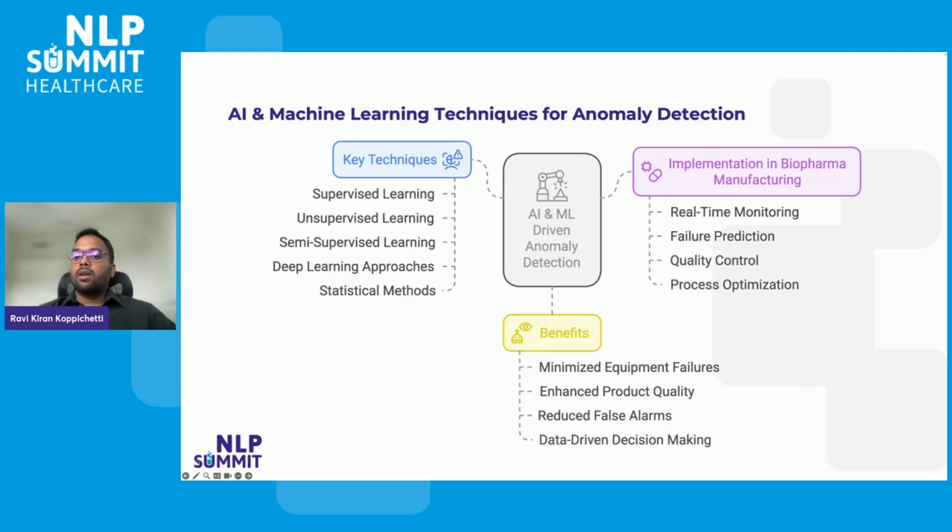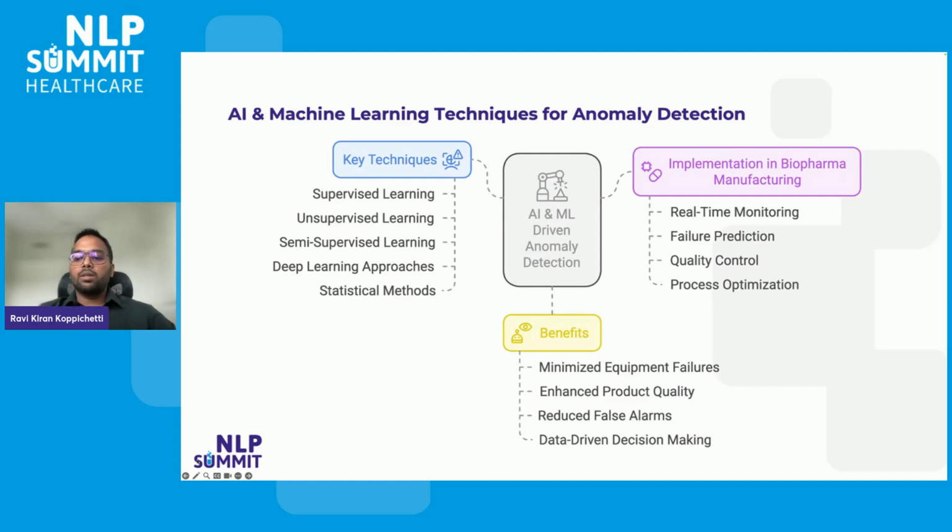AI can identify inconsistencies in the product composition, the sterility, and the environmental conditions as well, ensuring that only high quality products reach the market. Additionally, AI-based recommendations for process optimization enhance efficiency, reduce waste, and maintain compliance with industry regulations as well. The benefits of AI-driven anomaly detection are substantial.